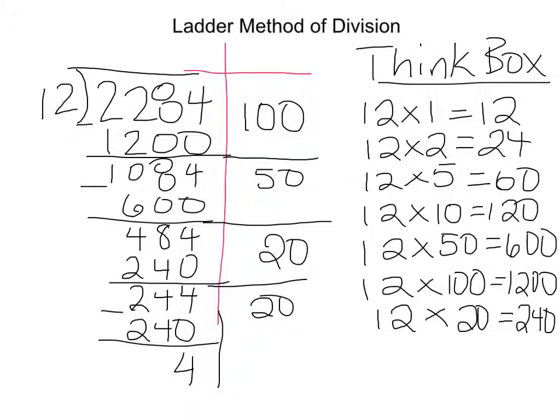To find out my final answer that went into each group, I add up the numbers by the side on my ladder, the 100 plus the 50 plus the 20 and the 20, which adds up to a total of 190. And I write my answer up here, and my 4 down there becomes my remainder, which I write up as a fraction here, 4/12. And I'm done.